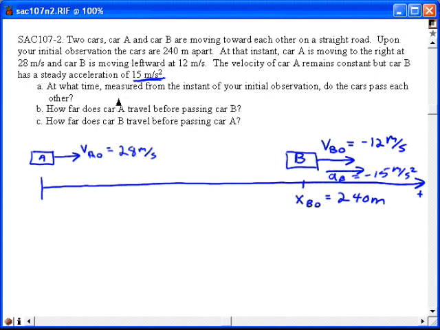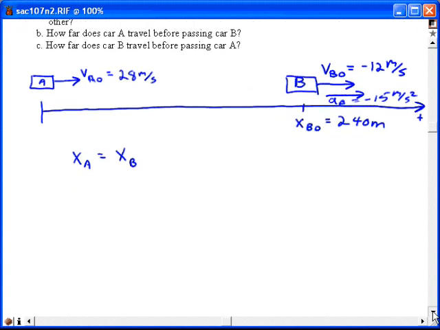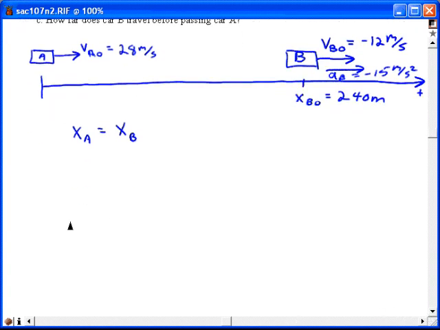Now, when do the cars pass each other? I write down the collision equation. They pass each other when XA is equal to XB. So this is the collision equation by definition. When XA and XB are equal, they are passing each other. So let's write down an expression for XA that's good for all time. XA, there's no acceleration, and it starts at position 0.